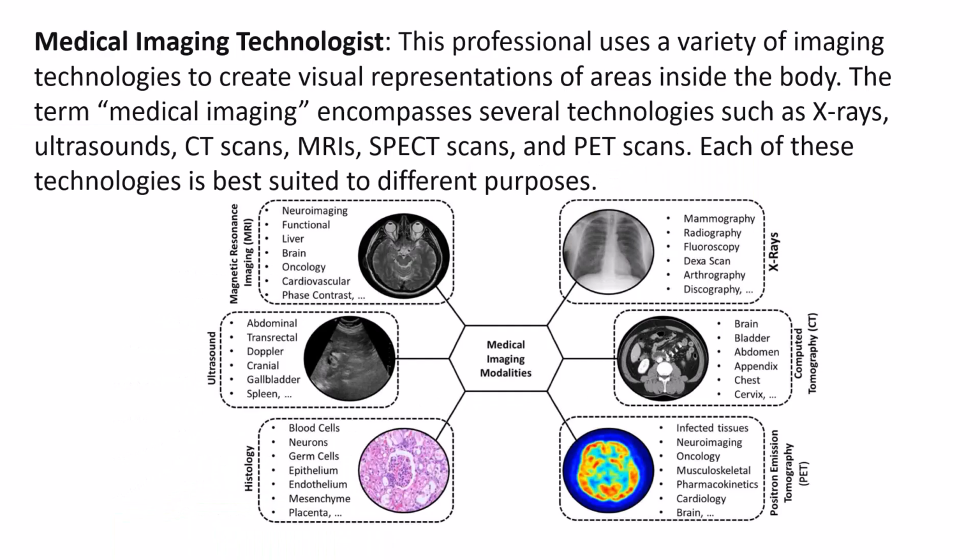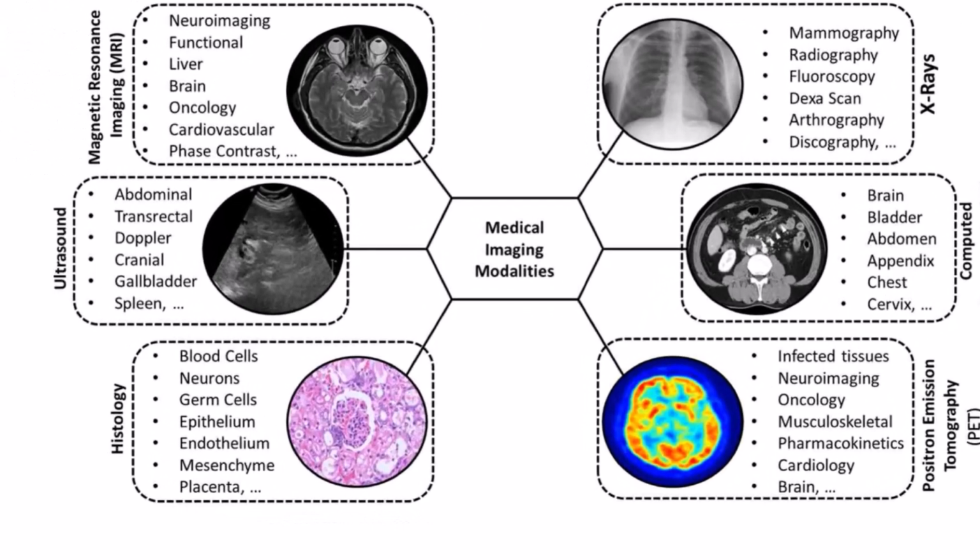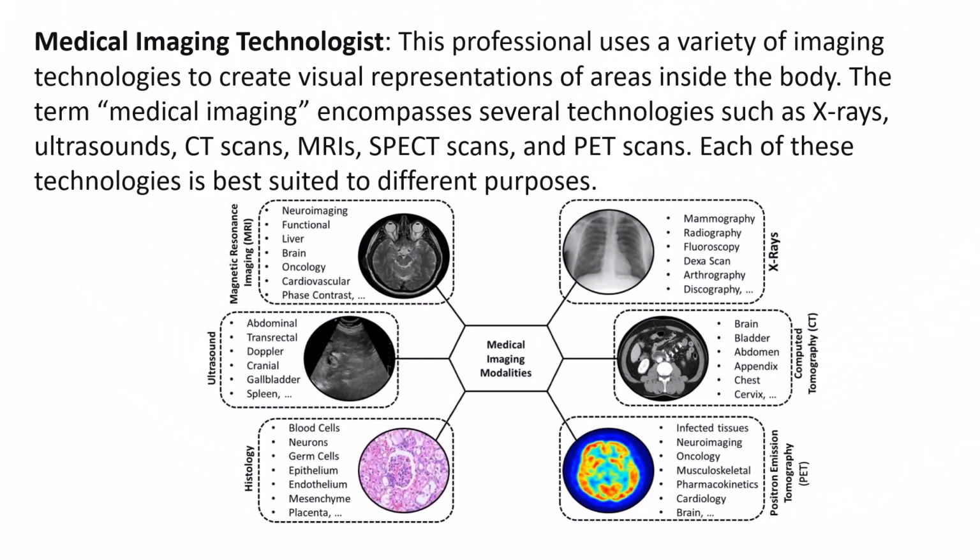sonar. A medical imaging technologist is a professional who uses a variety of imaging technologies to create visual representations of areas inside the body. As we discussed, different modalities have different ways of interacting with the body. Here we take a look at the different types of modalities and the images they produce. We can see MRI images, X-ray images, computed tomography images, positron emission tomography images, ultrasound images, and even histology images. Technologists acquiring these images usually have to have a certification in each area that they are utilizing a different modality.